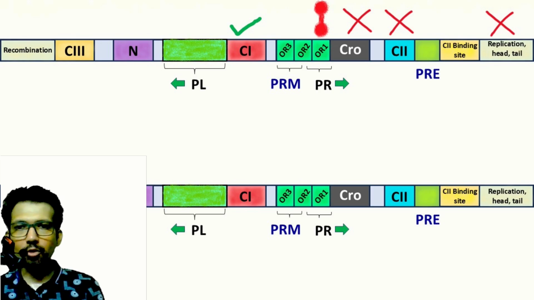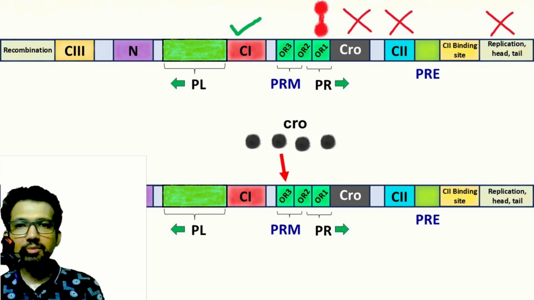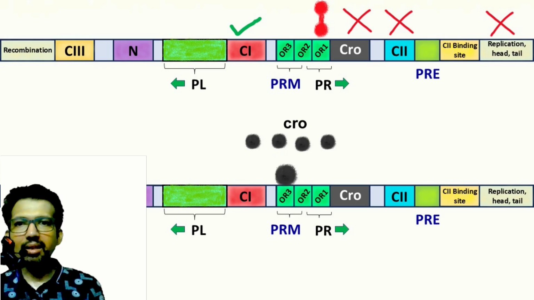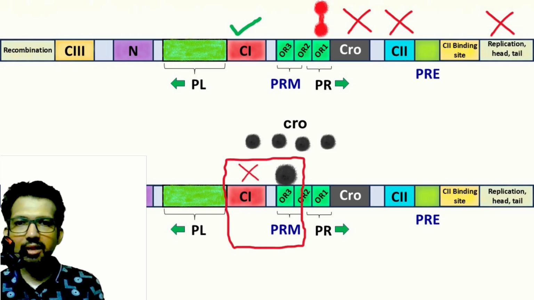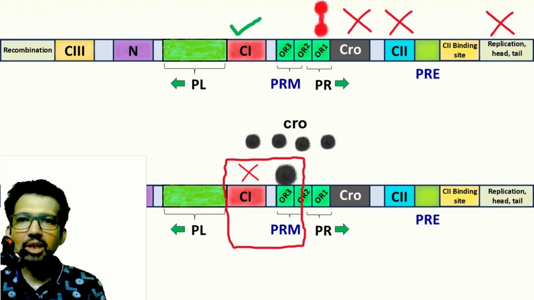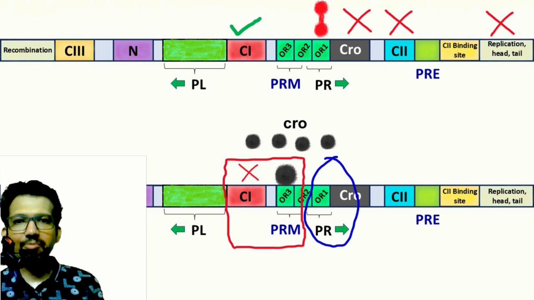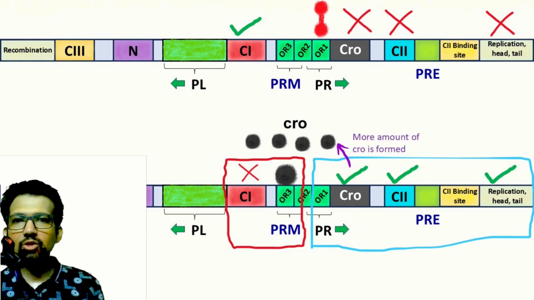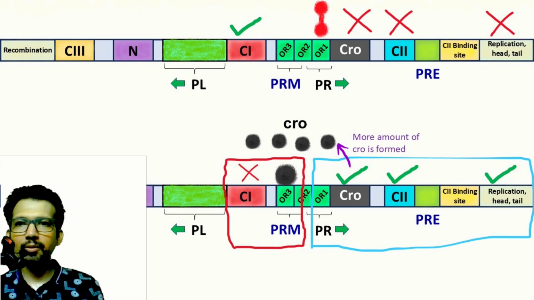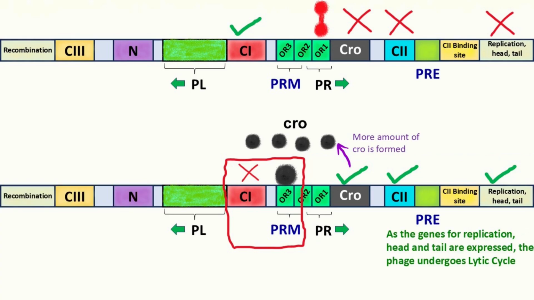Now let's see the working of CRO. CRO binds OR3, which is part of PRM. This binding inhibits the promoter PRM. As PRM is inhibited, the transcription of CI stops. So, CRO inhibits CI formation. At the same time, look carefully. OR1, which is part of promoter PR, is free. This allows transcription of all the genes on the right side, including CRO. As the genes for replication, head and tail are expressed, the phage undergoes the lytic cycle.